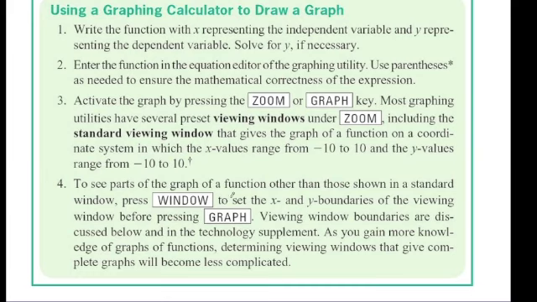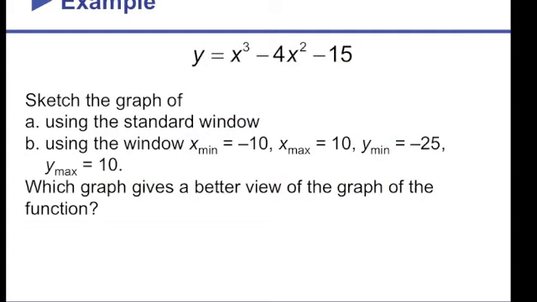To see parts of the graph other than what's shown in the standard viewing window, you press Window, set the x and y boundaries you need for the viewing, and then press Graph. The viewing window values are discussed below and in the technology supplement. That's below in the textbook where this appears, and there is a technology supplement at the back of your textbook also that can help you with these things.